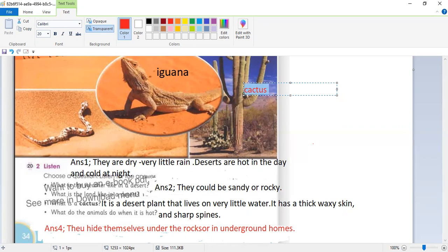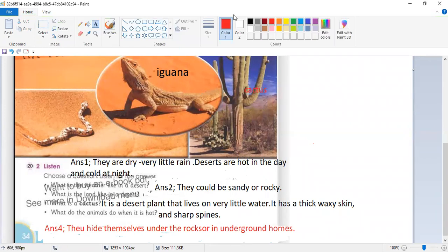And finally, the last question is, what do the animals do when it is hot? These animals hide themselves under a rock or under the ground. I hope you understand the chapter. We'll repeat the chapter again whenever you have any problem.